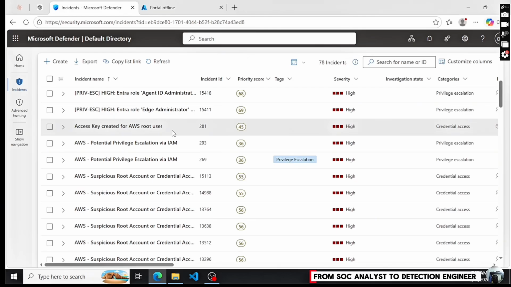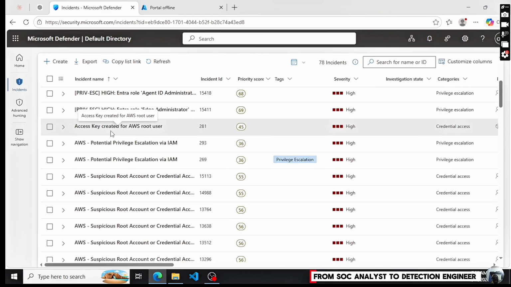Okay, let's say for example, we could see from this incident ID 281 that it says access key created for AWS root user. Now, this was telling us that in our AWS infrastructure, someone created an access key using the AWS root account. This is a single alert because it is just a single security event. Now, the incident is what forms when that person uses this particular key.